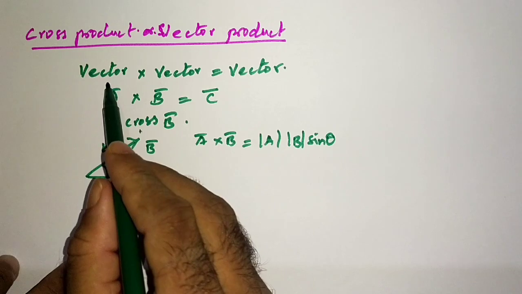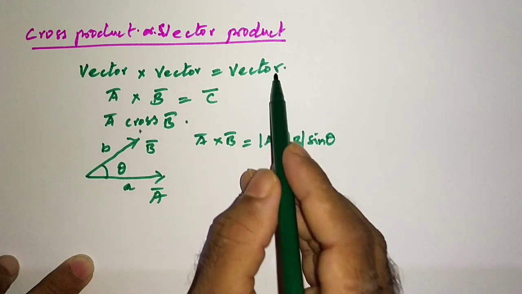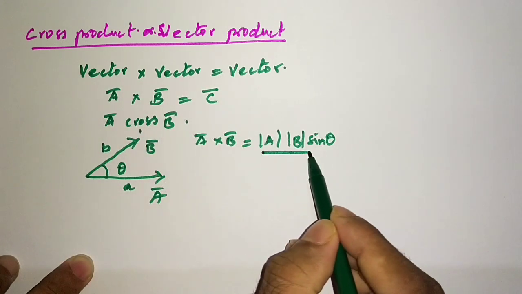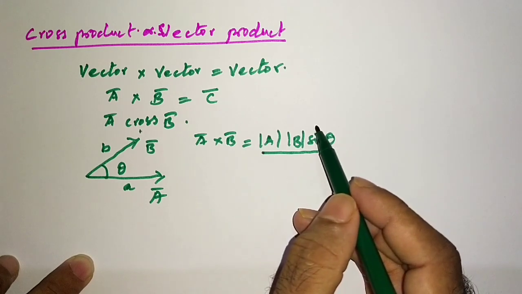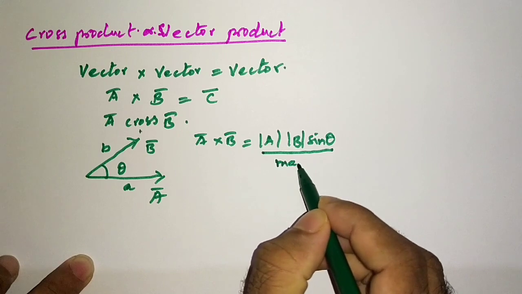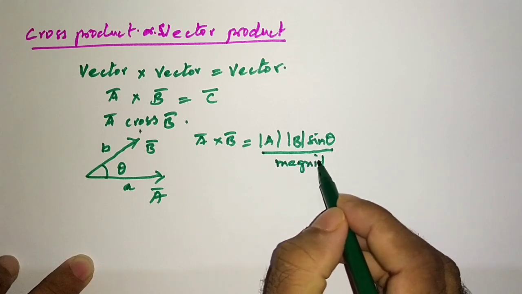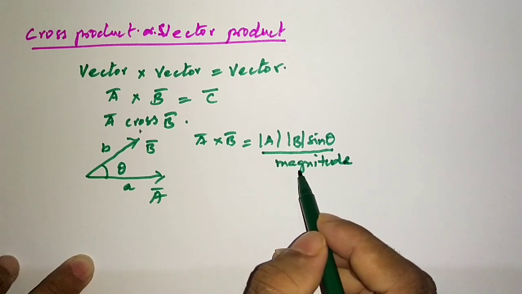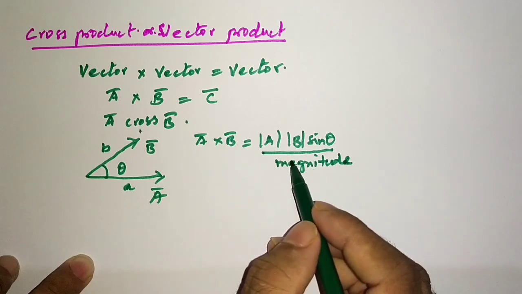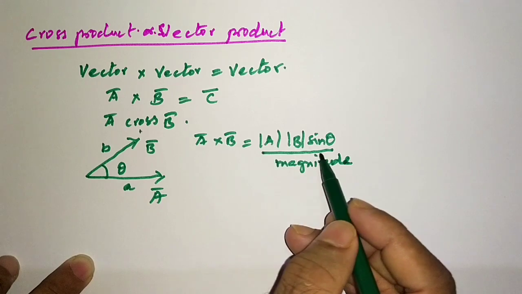Vector into vector should give a vector, but what is this? This is a scalar. You will be getting a value. So this is the magnitude. Then if a vector has magnitude and direction, where is its direction for the vector A cross B?